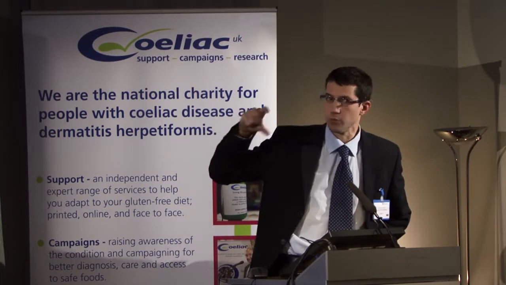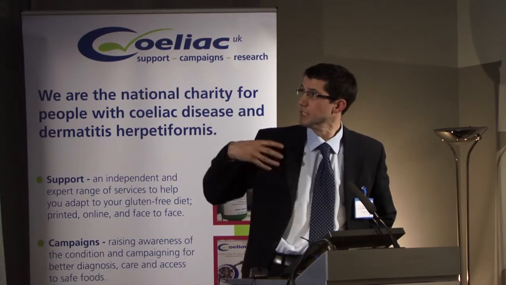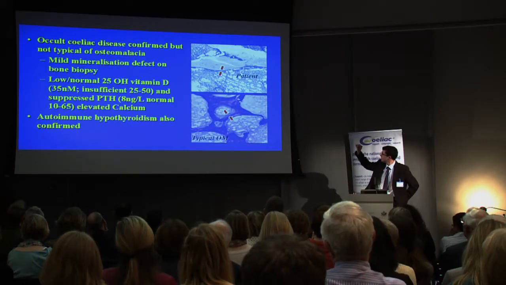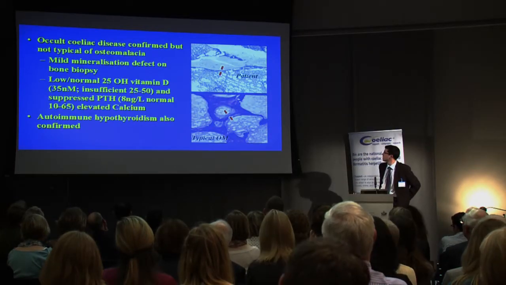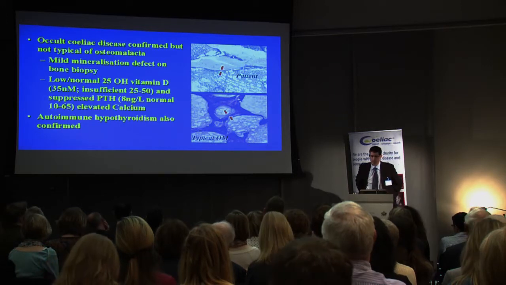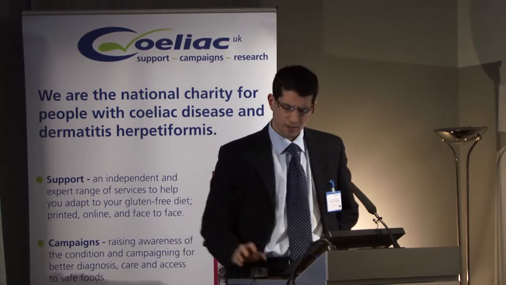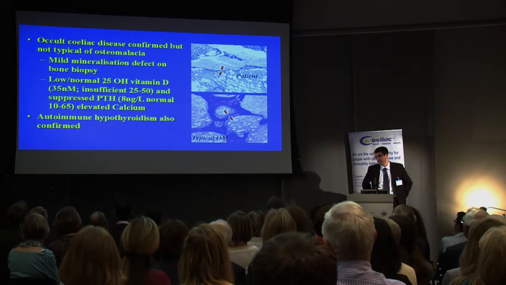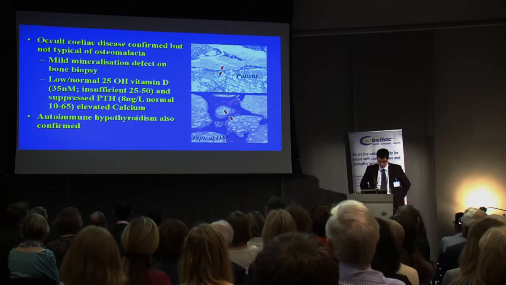Typically in osteomalacia, you have these thick seams of osteoid which are unmineralized. You don't have enough vitamin D, you don't get the calcium to mineralize your osteoid. The patient's bone biopsy had thin seams of osteoid only, and his bone biochemistry was just not consistent with osteomalacia. So he had low-ish levels of vitamin D, which is pretty normal in Scotland. He had suppressed PTH and he had elevated calcium, which is pretty much unheard of in osteomalacia.